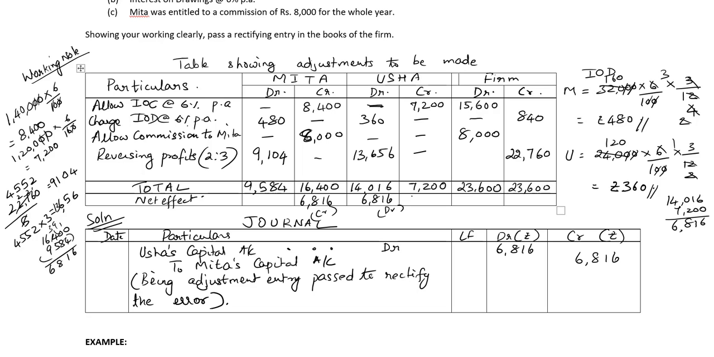So this is a solution to example 4, where we had 3 errors. Interest on capital was omitted to be allowed, interest on drawings was omitted to be charged, and Meeta was not allowed a commission of 8,000 per annum. So we approached the problems by allowing interest on capital, charging the interest on drawings, and also allowing the commission to Meeta. Then we balanced the firm and divided it in the profit sharing ratio between Meeta and Usha, which was 2:3. Then we ascertained the net effect and passed the adjustment journal entry.